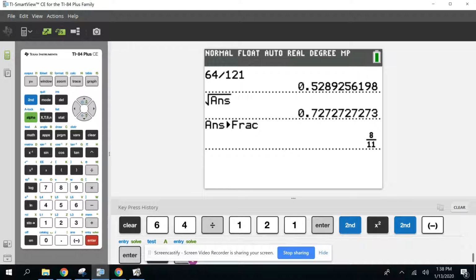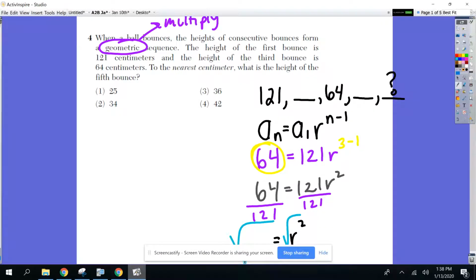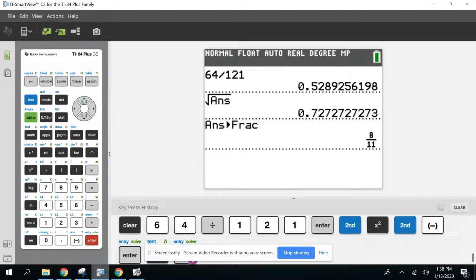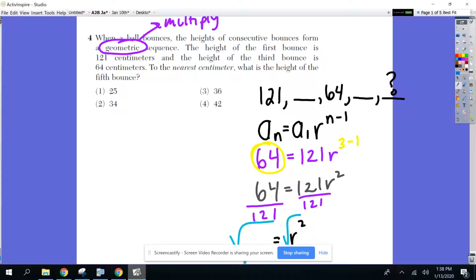Some of your calculators didn't change it. It just spat the decimal out, 0.72. Okay, that's fine. It's no big deal. You guys can still manage. So now you guys know the R value, whether it be that decimal or the 8/11ths I have, it doesn't matter. All right, what do you do?